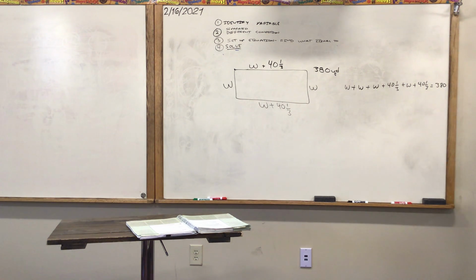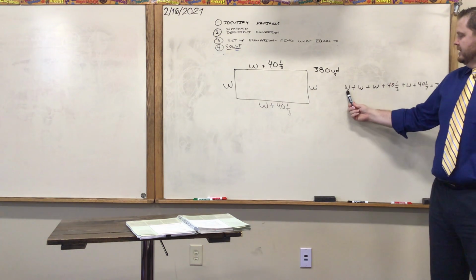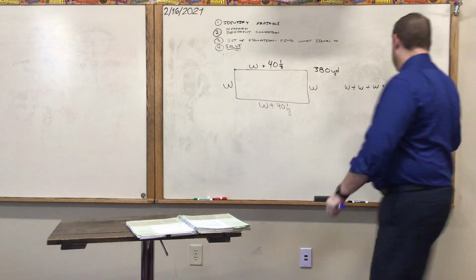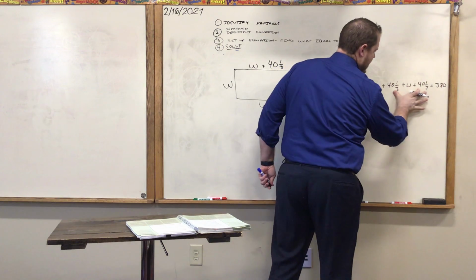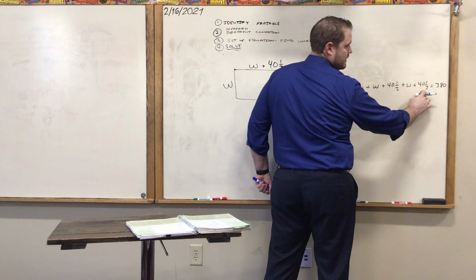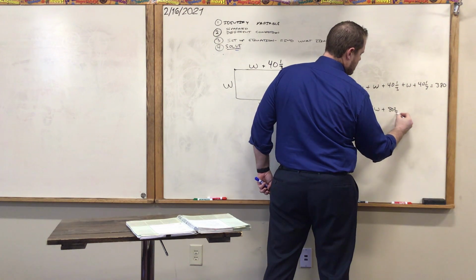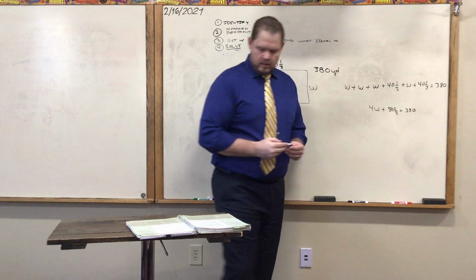Now, what do we do next? We got to solve it. Well, how do we solve it? Add like terms. 1W, 2 W's, 3 W's, 4 W's. So we're going to put here 4W plus, now if I add 40 1/3 plus 40 1/3, I have 80 2/3 equals 380. Is that correct?